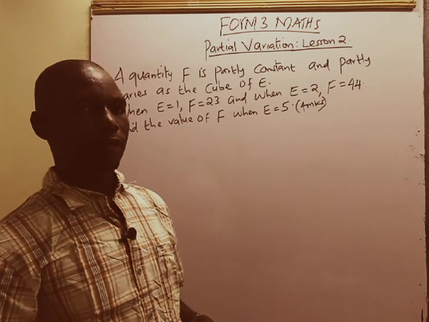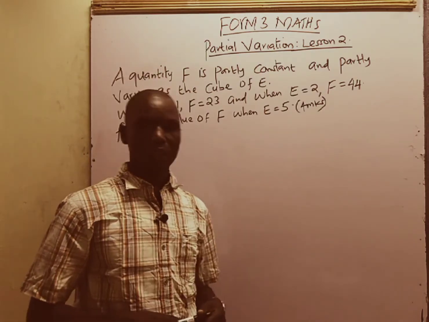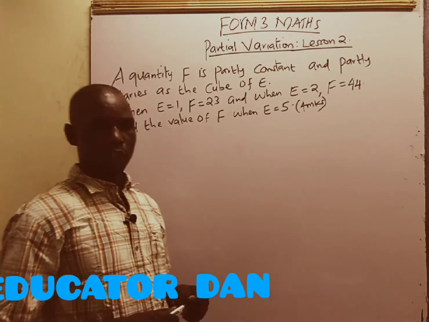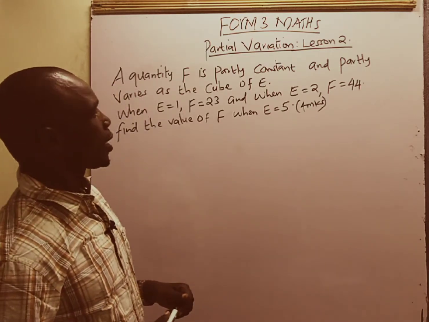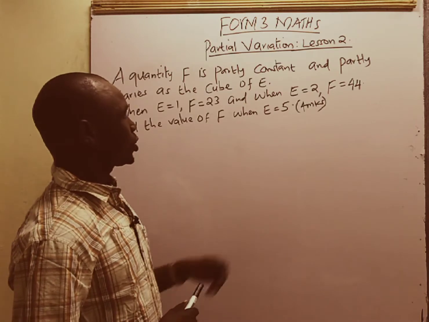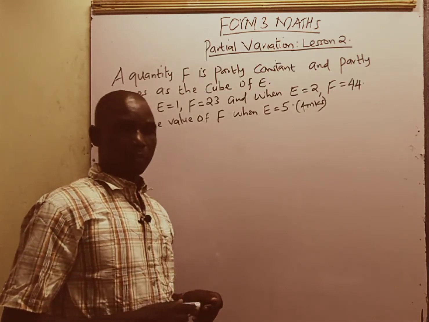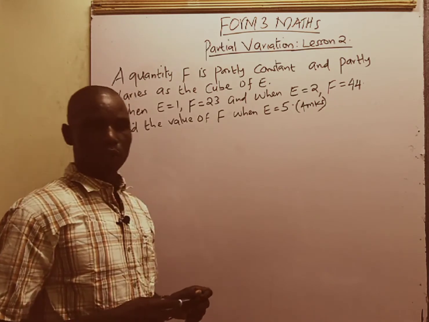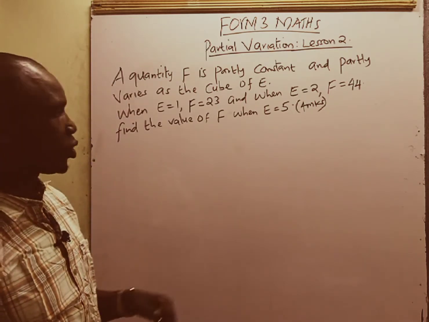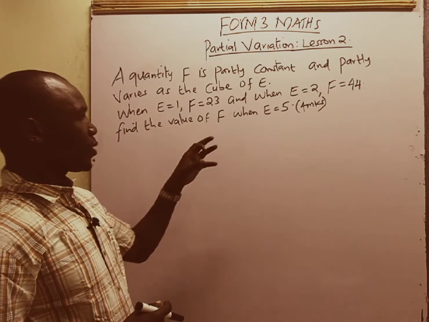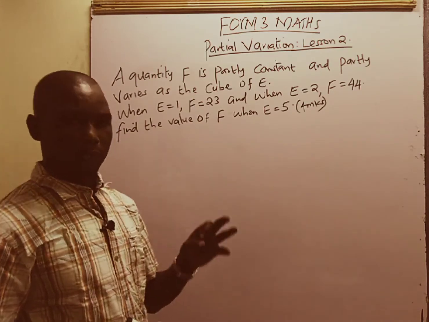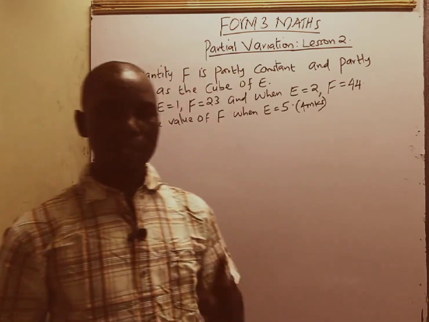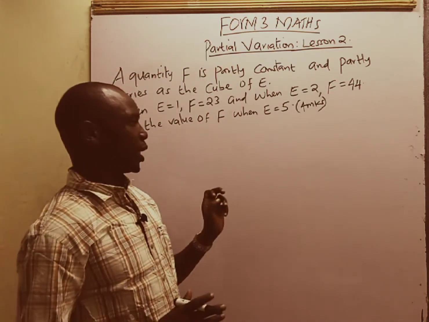This is Form 3 under a subsection, partial variation, Lesson 2. Initially I had done a question on partial variation, but to reinforce your understanding, I want to do another question similar to what we did in Lesson 1. And we already said that under partial variation, the variables are connected using the addition sign.